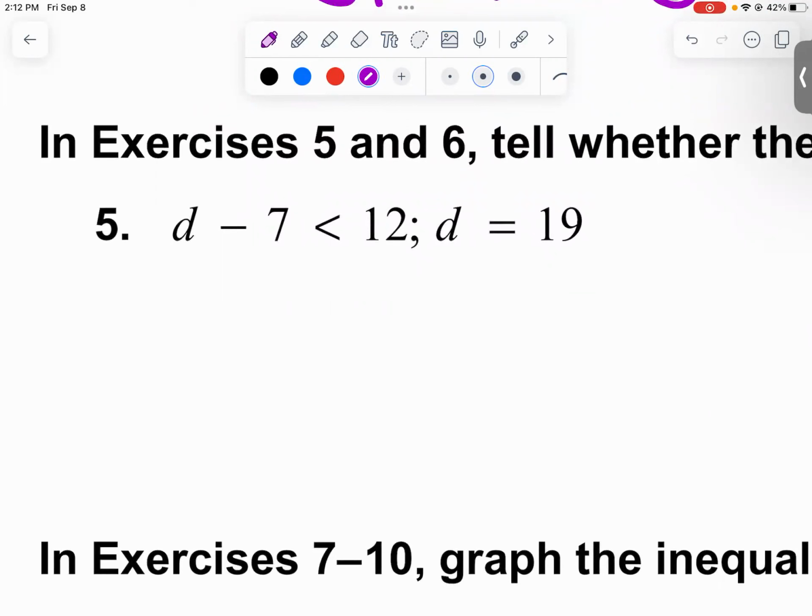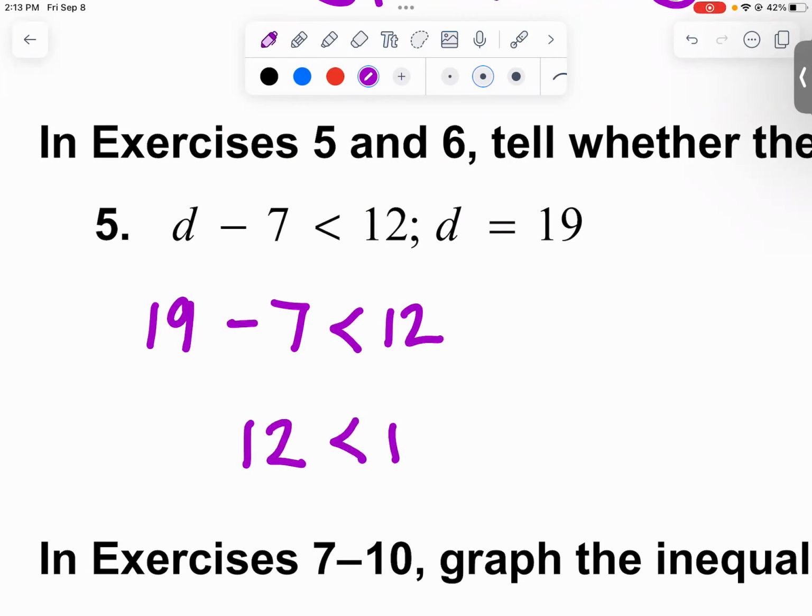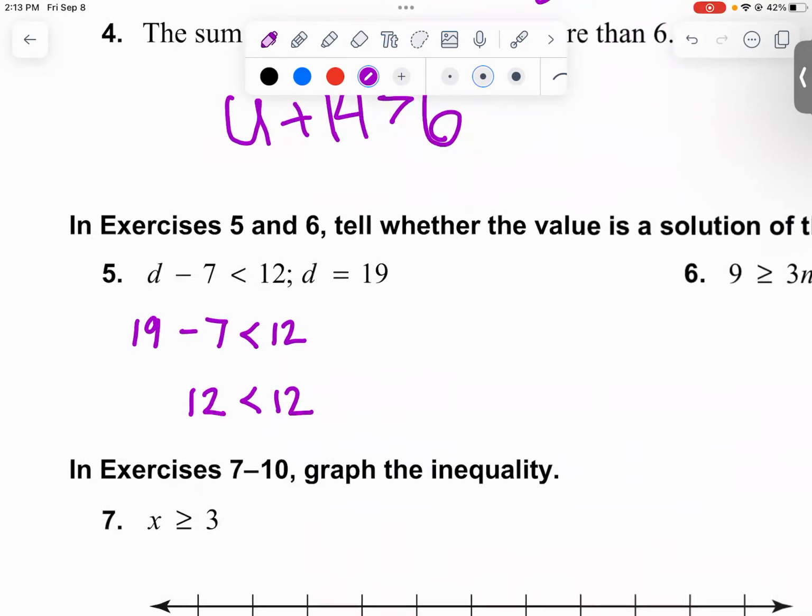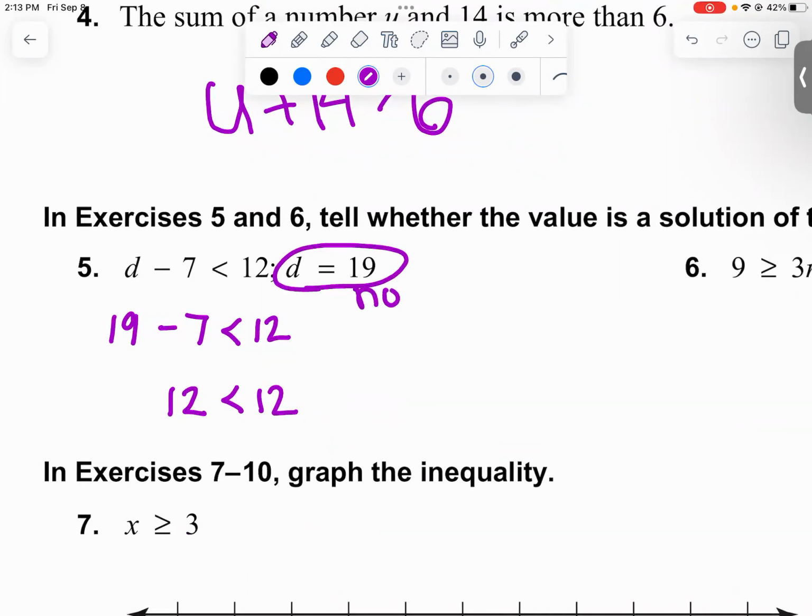All right. Now, in number 5, we want to know whether 19 is a solution to this inequality. What are we going to need to do with 19? Plug it in. Solve it. Okay, so if 19 is D, what's 19 minus 7? Okay, is 12 less than 12? No. So this is not a solution because it does not work in our inequality.